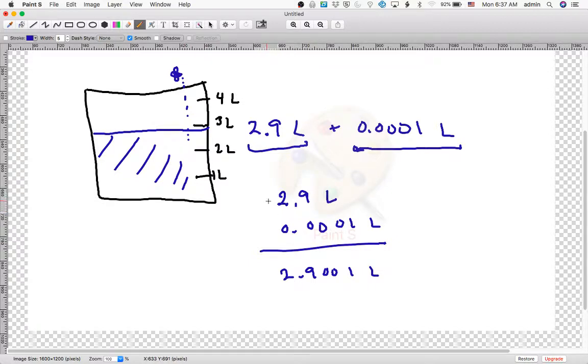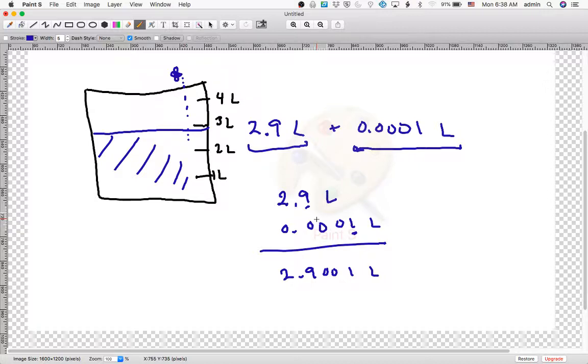The reason is 0.0001 liters has a very high precision. You see this number right here? It's not in the tenths place, not the hundredths place, not the thousandths place, it's in the 10,000ths place. The precision is very high. This number here is in the tenths place. The precision is low compared to the other number. What I mean by precision in this sense is the number of decimal places that the measurement goes out to. That's the precision.